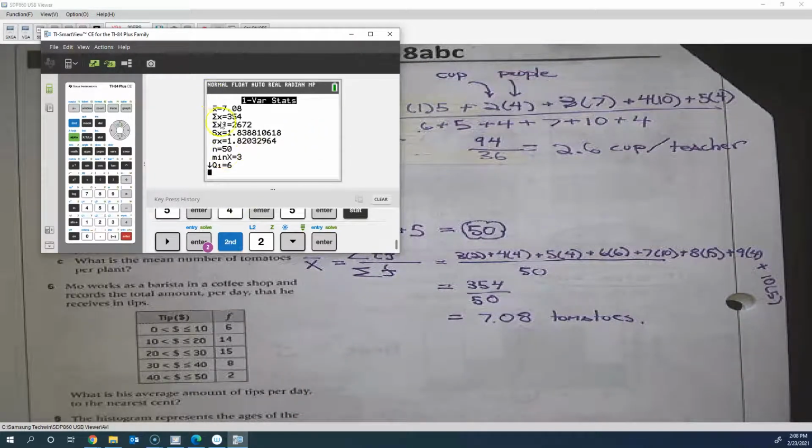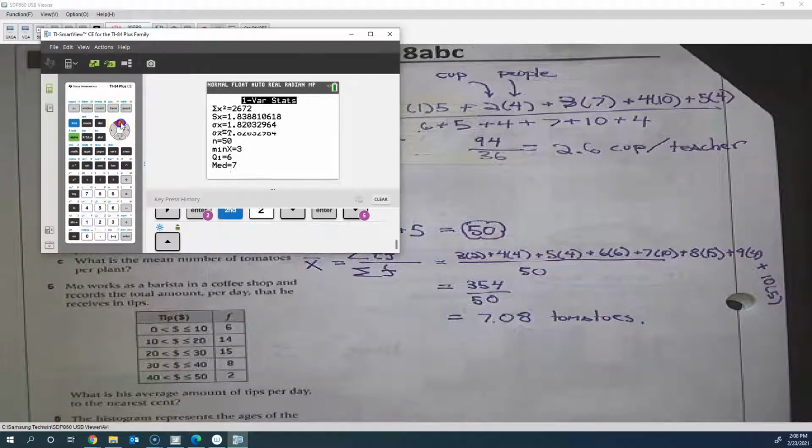Now this gives you a lot of other information. We'll talk about that later, but if you just use the down arrow, you've got your how many tomato plants, 50, then you've got your first quartile, your median, your third quartile, and your max. These other things are standard deviations and variance, which we're doing next.